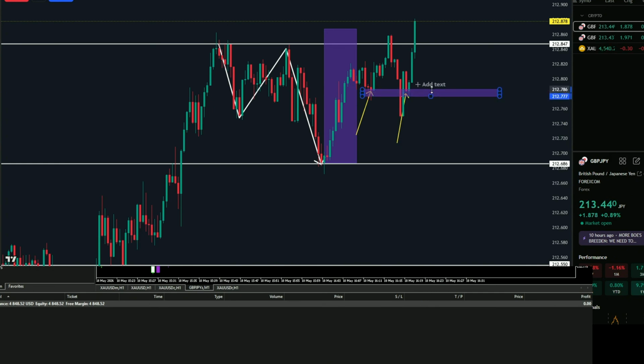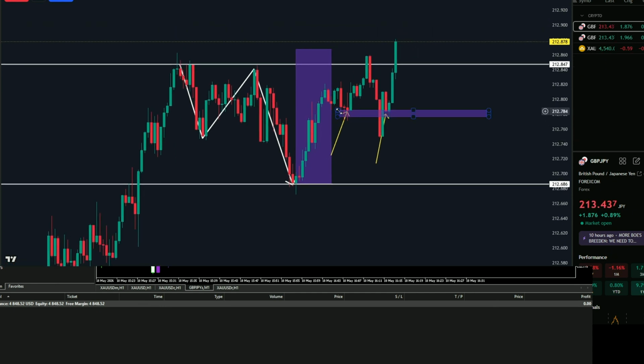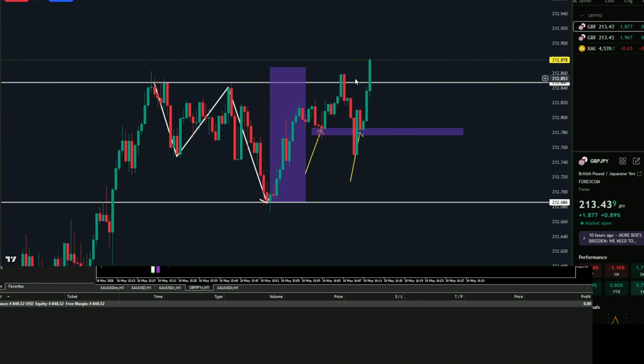Okay, so after getting our pullback here, this is where we need to see the buyers taking control of the market again. So from this area of confluence, we are seeing some buyers coming in, kicking in with a lot of momentum here, and with this candle closure here, we got our confirmation that the buyers are finally back in control. This marked the end of our pullback.